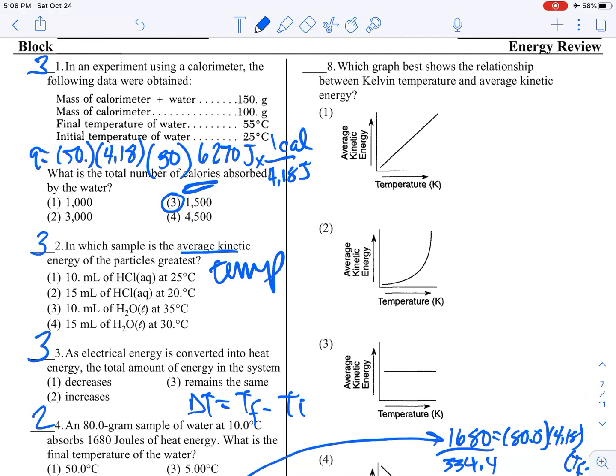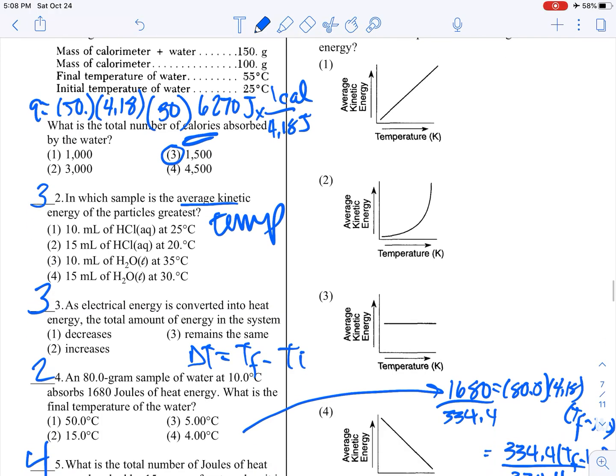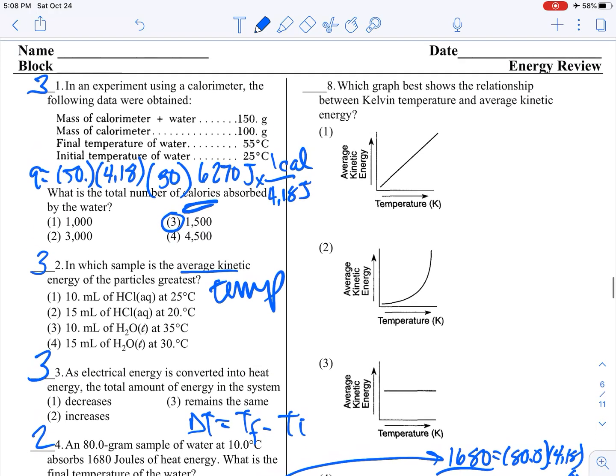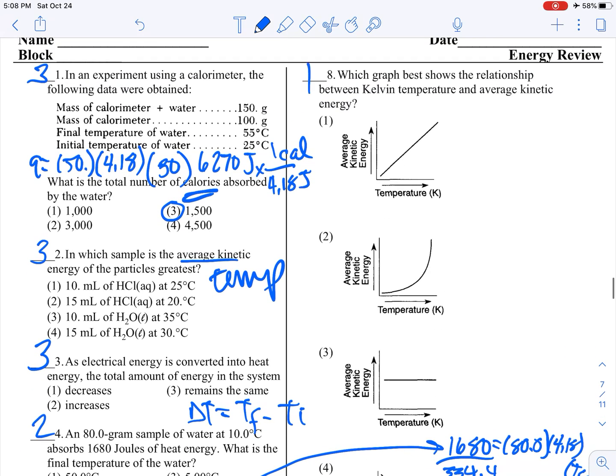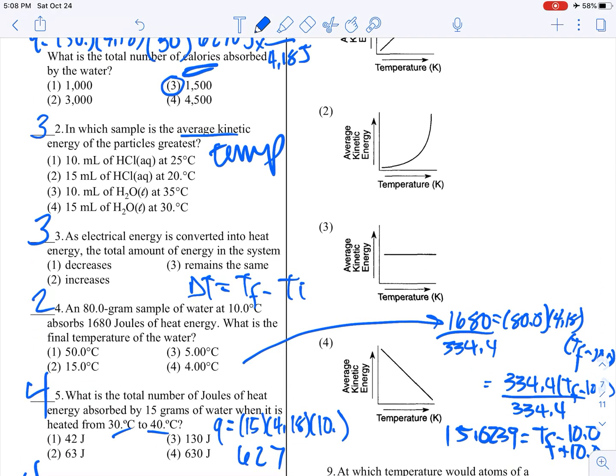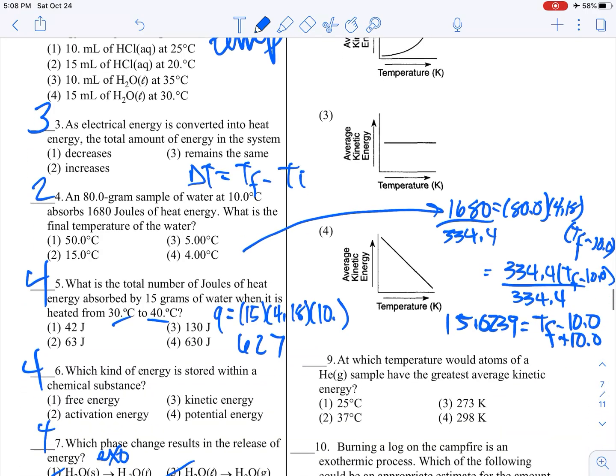Which graph best shows the relationship between Kelvin temperature and average kinetic energy? Average kinetic energy is temperature, so as one goes up, the other goes up. So be careful not to choose choice 3. The answer is 1, because if it was choice 3, that shows temperature increasing as average kinetic energy stays the same. So don't be tempted by that.